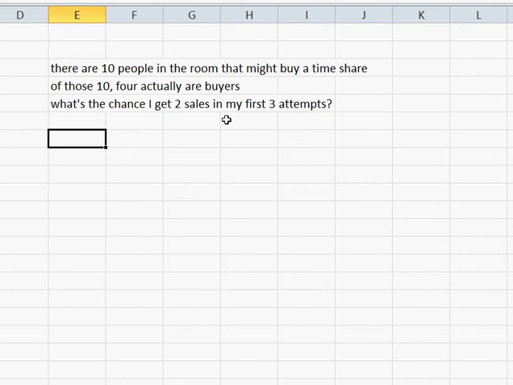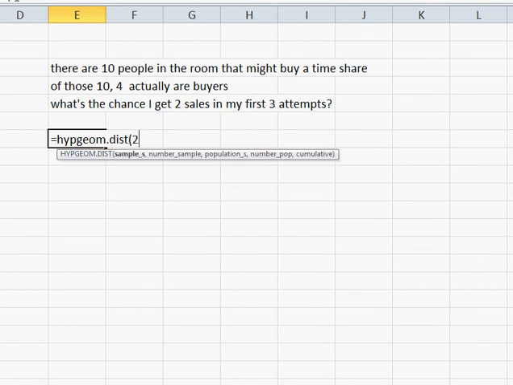This is a hypergeometric question because we want 2 yeses out of 3 tries, but the probability of getting a sale isn't 40% after the first sale. It is for the first sale, but it's not for the second sale. So we have to do hypergeometric, hypgeom.dist. I want 2 sales out of 3 tries. There are 4 yeses in my population and 10. And, well, let's see, what's the chance I get exactly 2? So I'm going to do 0.